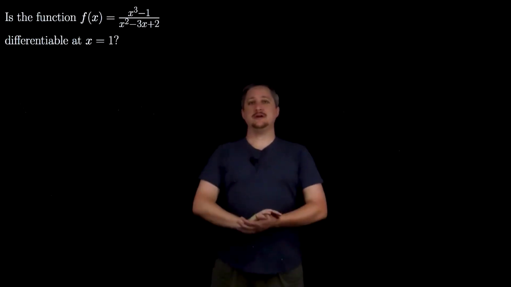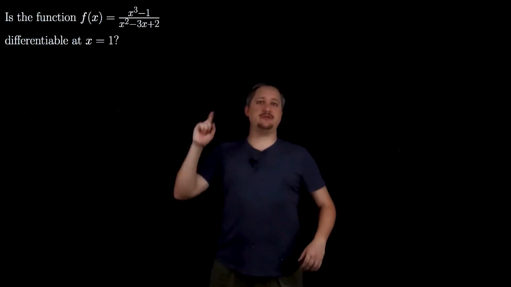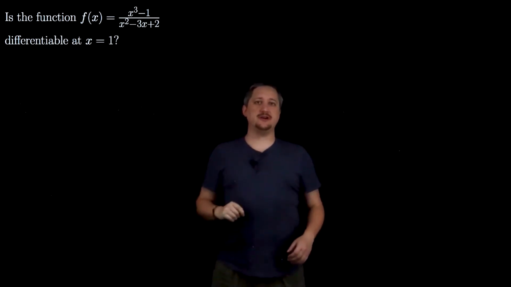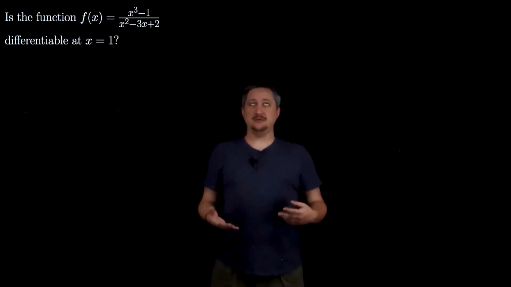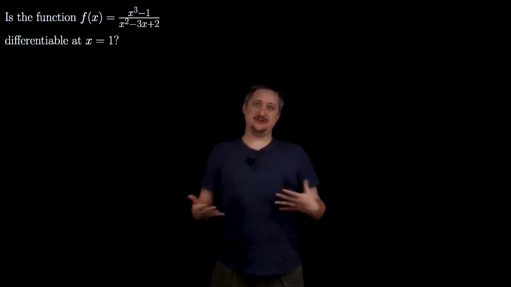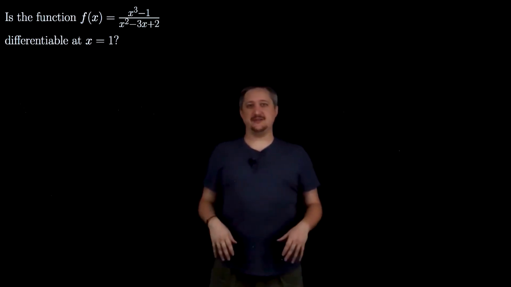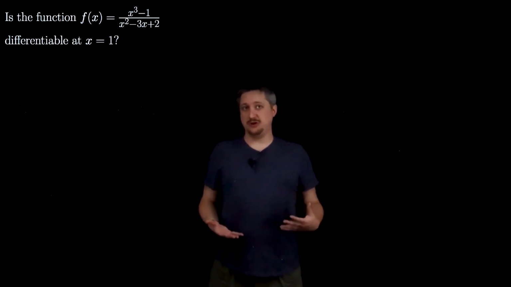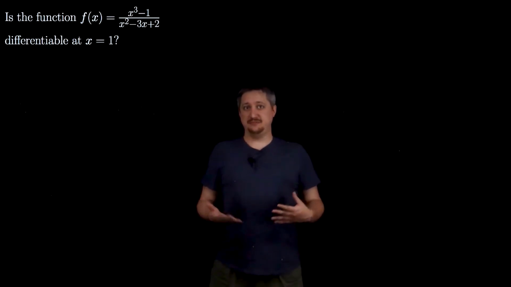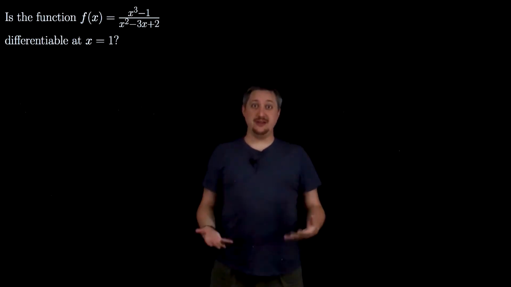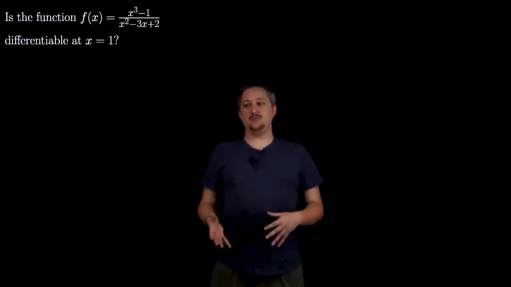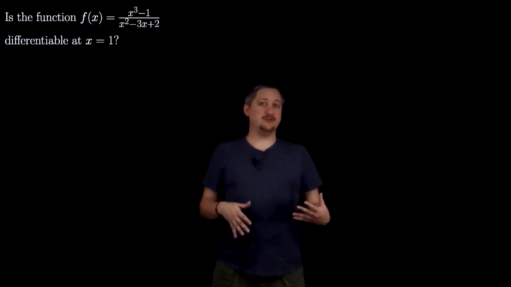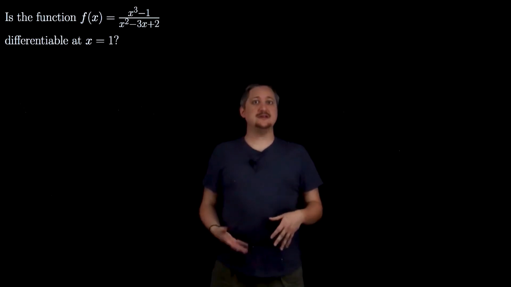Hello. So in this example, we want to determine whether this function is differentiable at the point x equals 1. So remember, to be differentiable, there's one thing we need to check, but it sort of has multiple pieces. Overall, what we really want to know is whether the definition of the derivative, which is a limit, exists. But we also need for the function to be continuous.